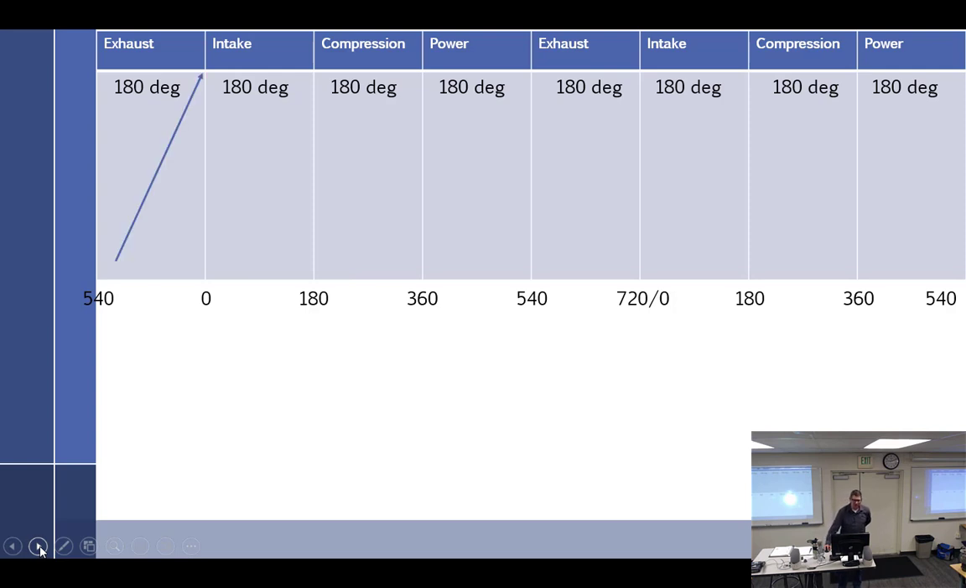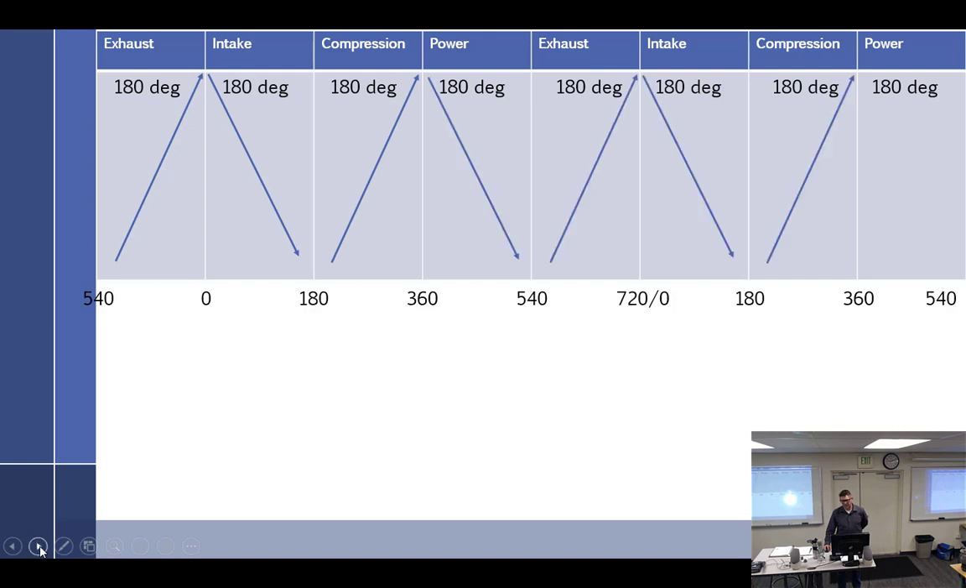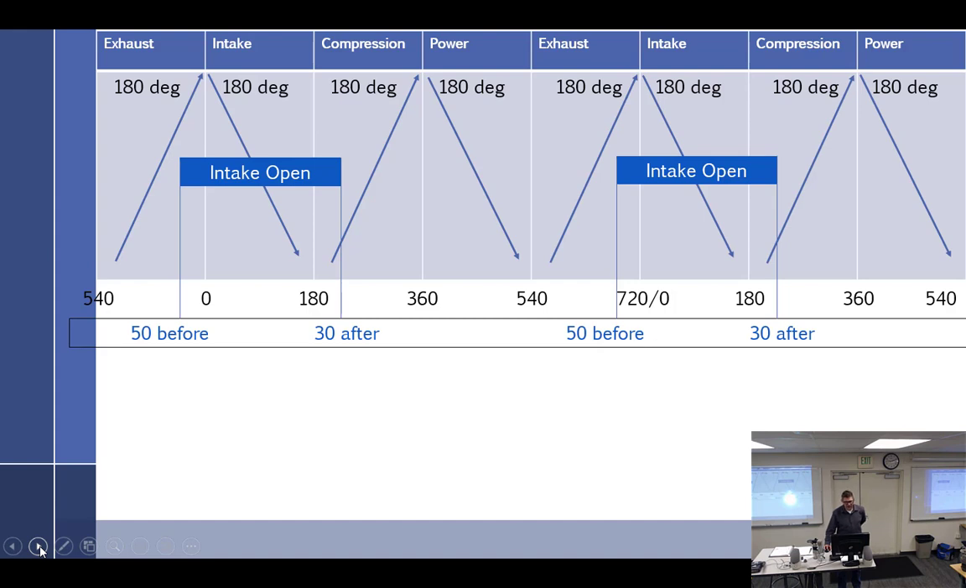Exhaust pushes. Intake down. Compression, power, exhaust. Intake, compression, power. Got it? All right. So the intake valve is open about 50 degrees before top dead center. And it closes about 30 degrees, we'll say exactly 30 degrees after top dead center. So we have the 15 to 30. Is that bottom dead center? Yes, that'd be bottom dead center because the piston is right here at that point.